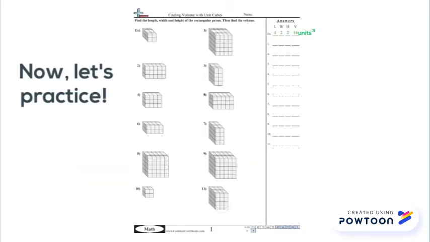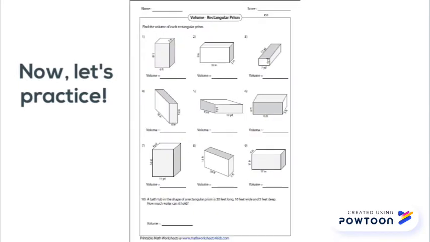Now let's put what we just learned to practice. The first worksheet you'll be doing, you will count the units to find the dimensions, length, width, and height, and then multiply them to find the volume. For the second worksheet, you will be given the length, width, and height, and you are expected to use the volume formula to find the volume.